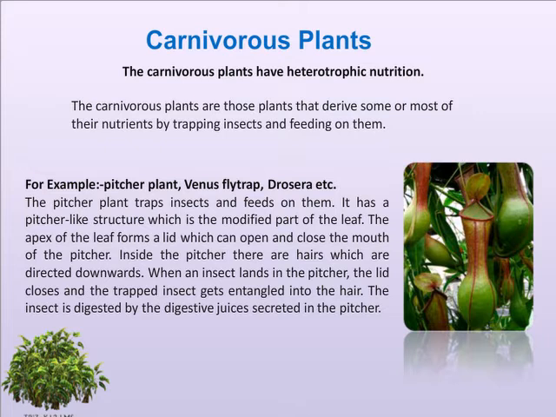The pitcher plant traps insects and feeds on them. It has a pitcher-like structure, which is the modified part of the leaf. The apex of the leaf forms a lid which can open and close the mouth of the pitcher.